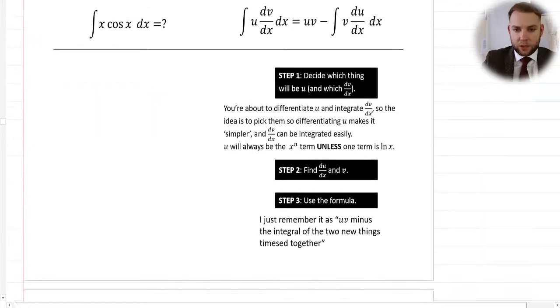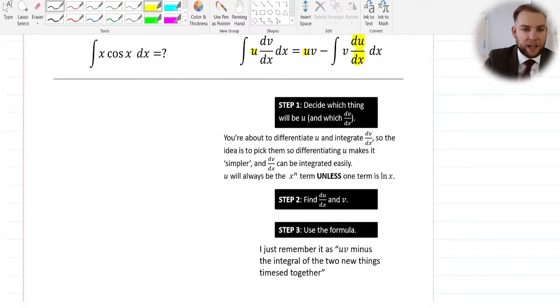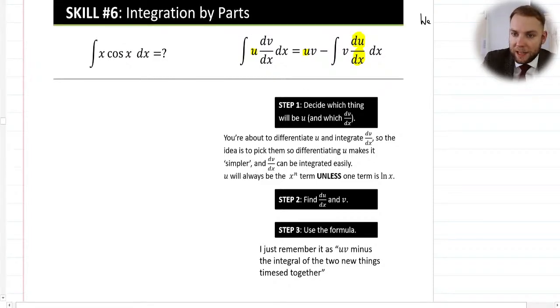Okay, so here's the integration by parts in the top right, and we're going to be looking at integrating this one on the left. Now, you'll notice that in our integral here, I'm just going to highlight a few things. Here we've got u, and we've got du. So the only thing we need to do with u is differentiate it.